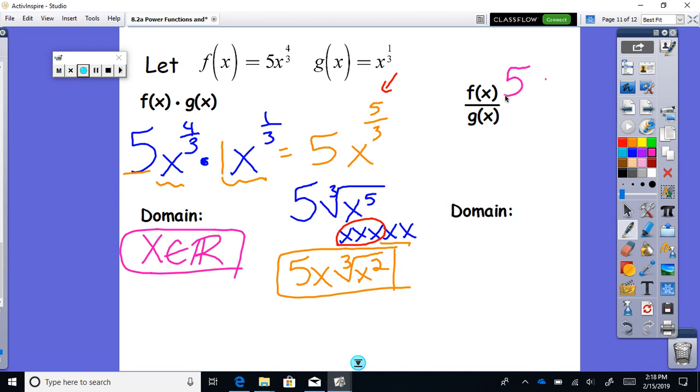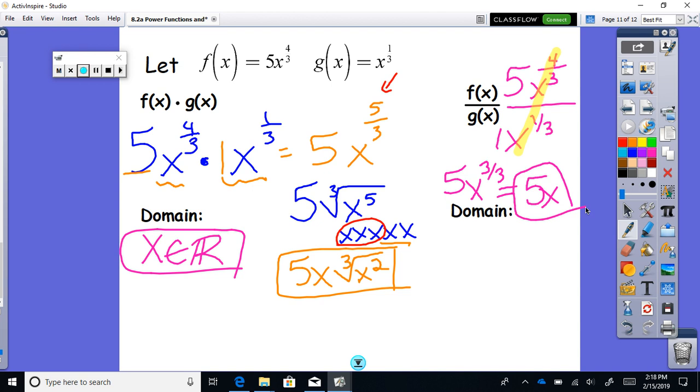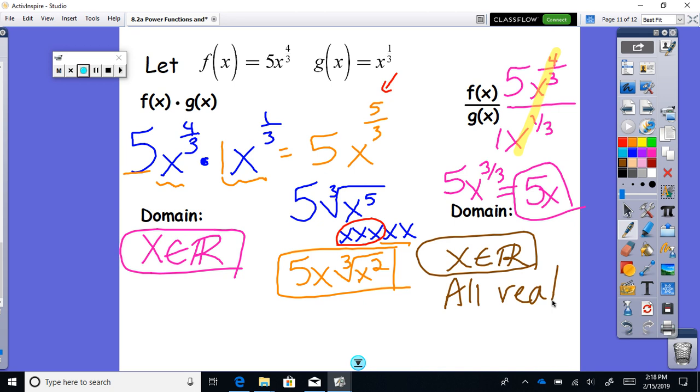Now dividing 5x to the 4/3 over x to the 1/3. You divide. 5 divided by 1 is 5. And when you're dividing and the bases are the same, you subtract the exponents. 4/3 minus 1/3 is 3/3. Well, 3 over 3 reduces to 1. So it's just 5x. You can take any number you want and multiply it by 5. So the domain is x as an element of the real numbers. It's all real numbers. No even roots, nothing in the denominator, so all real numbers.